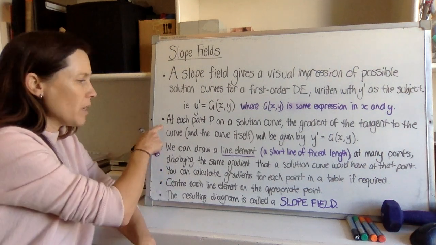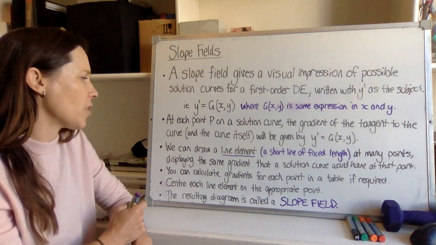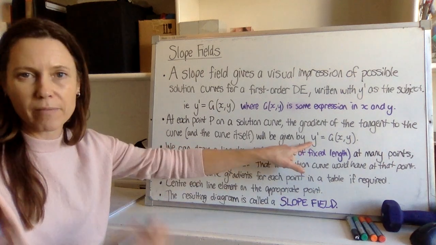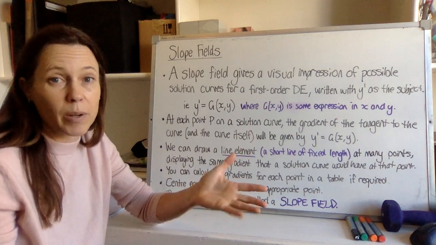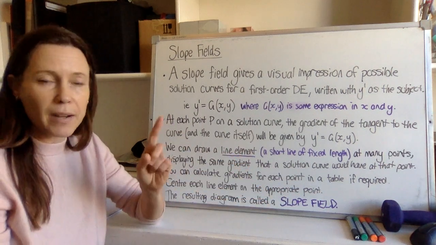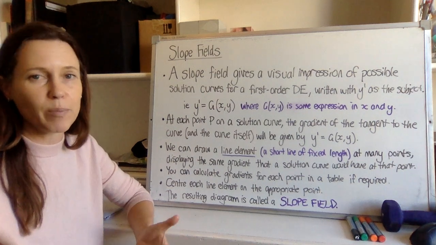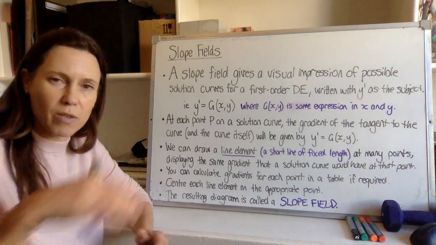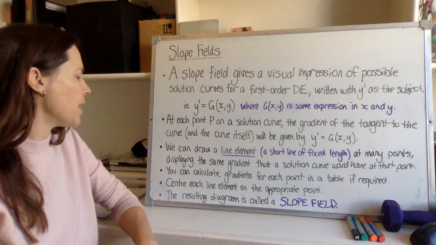Now, at each point P on a solution curve, the gradient of the tangent to the curve, and the curve itself, in fact, will be given by some formula. That's just a fancy way of saying we can look at what the gradient is anywhere on a potential solution curve, and we can potentially graph all of the possible gradients in a bunch of different places. We're not going to graph it in every single place it could occur, but we're going to use a grid on a Cartesian plane just to graph a bunch of different line elements.